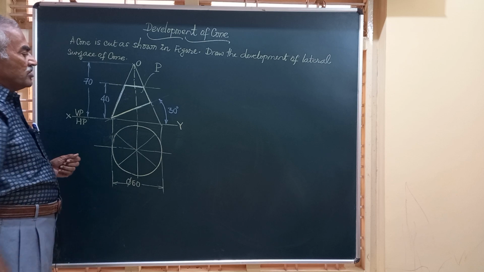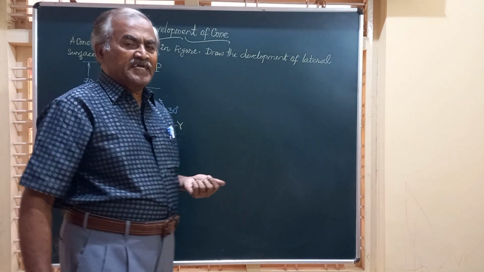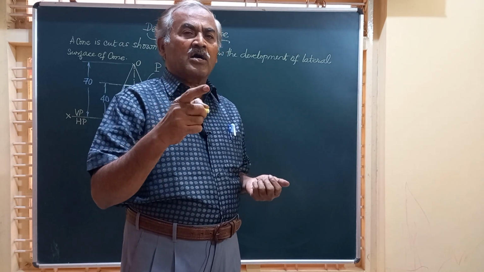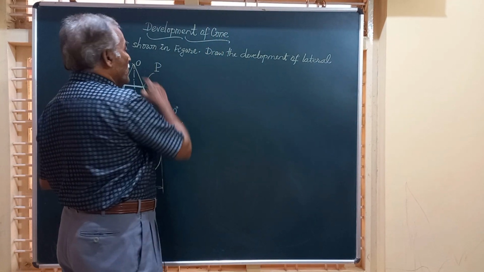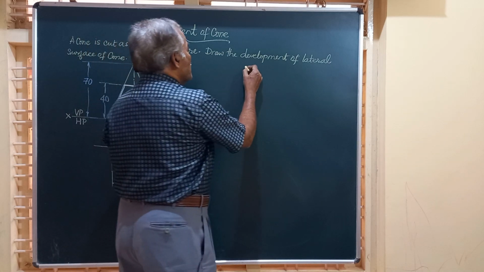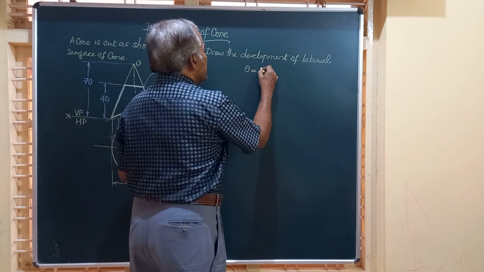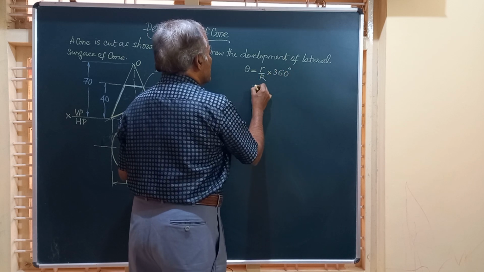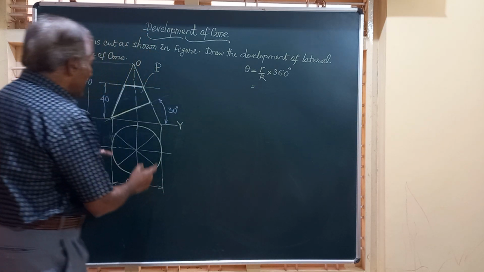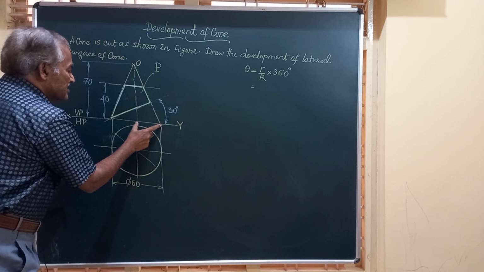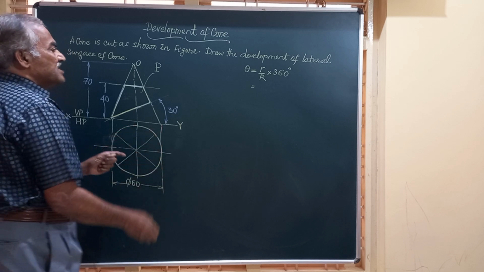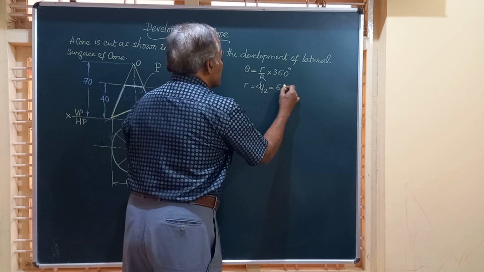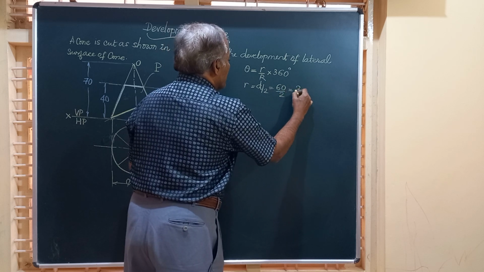And now, let us find out the angle theta, that is the angle subtended by the arc at the apex O. Friends, we have the formula to find out theta, given by theta is small r by capital R into 360 degrees. What is r here? Small r stands for the radius of the base. The diameter is 60, radius is half of that. r is equal to D by 2, that is 60 by 2, that is 30 mm.